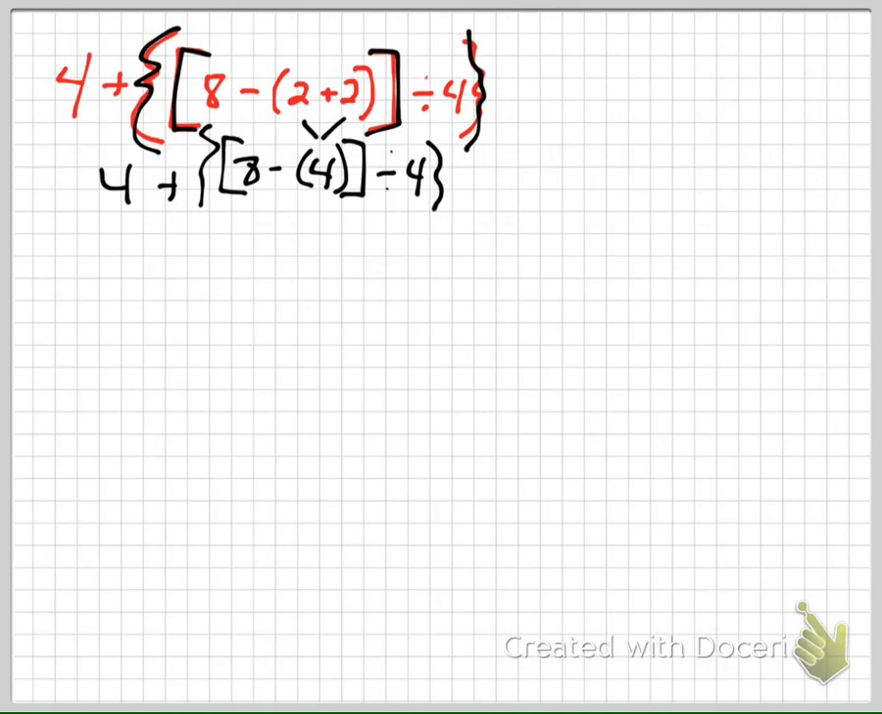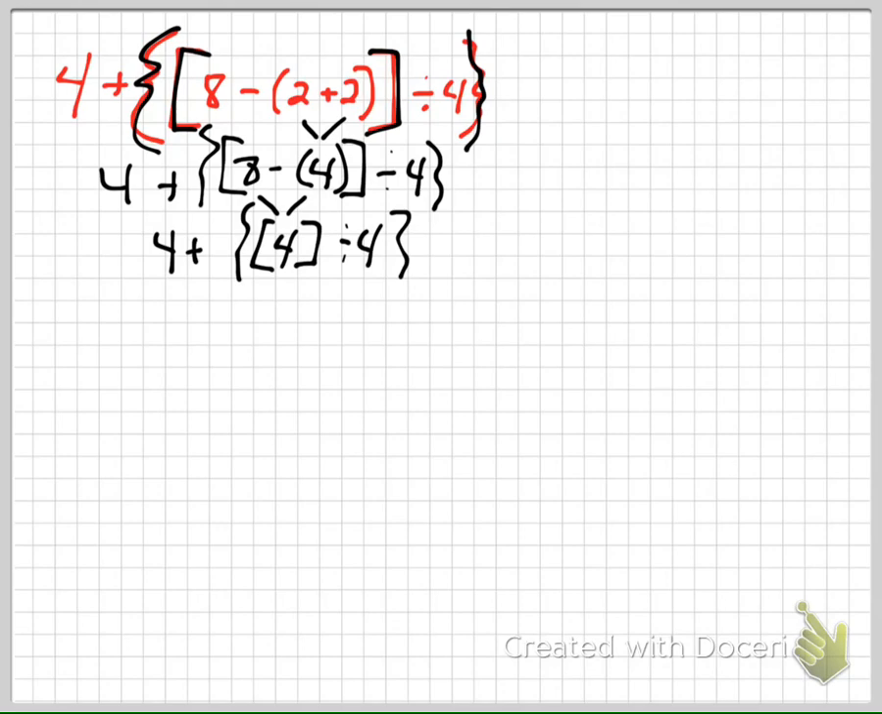Okay, now let's go back out to the beginning. I'm going to do the squiggly lines first. Inside the squiggly lines, I see brackets, which is like parentheses. Okay, let's do those. What is 8 minus 4? 4. In brackets, divided by 4. Both of those in the squiggly lines, 4 plus.